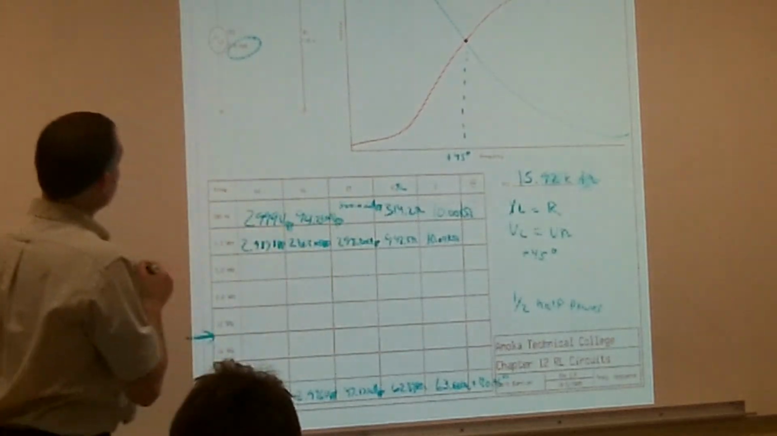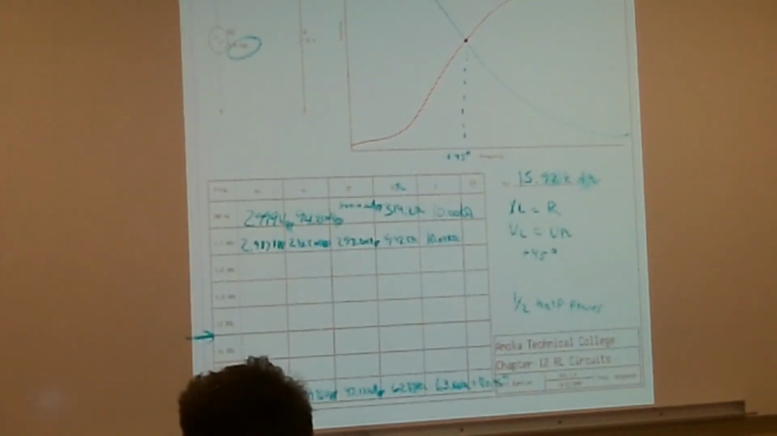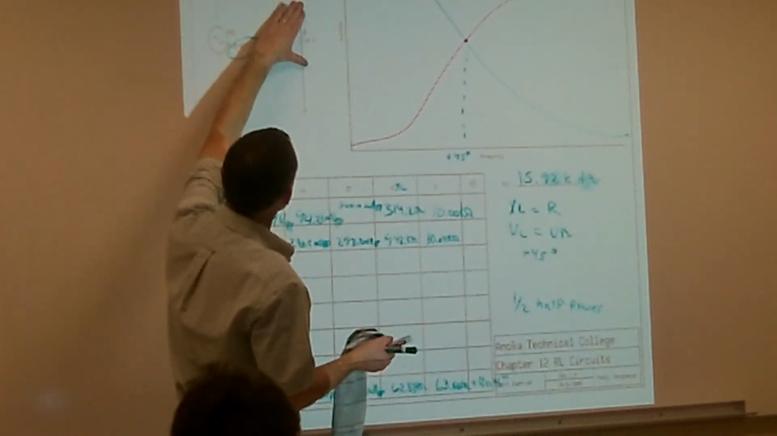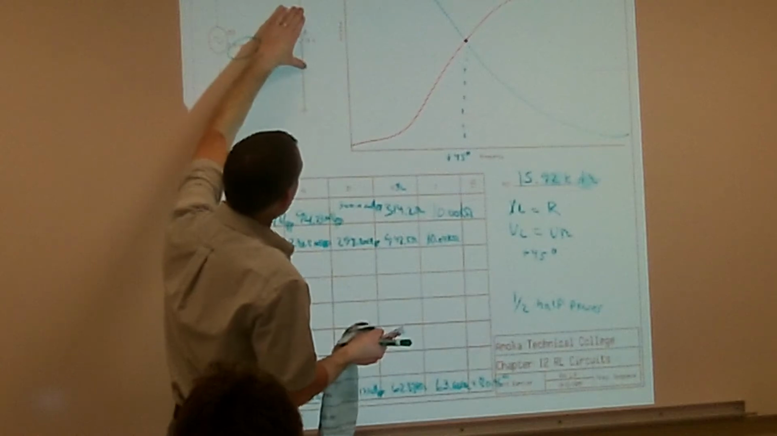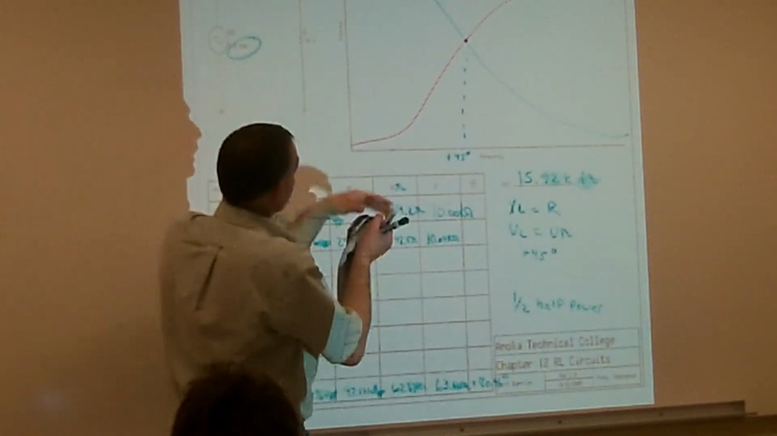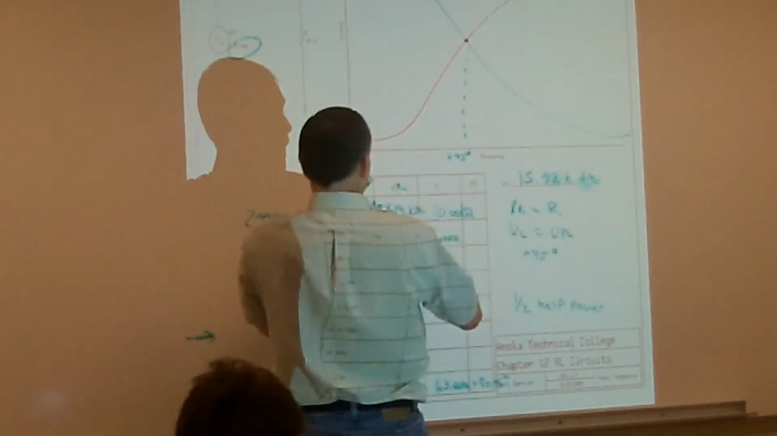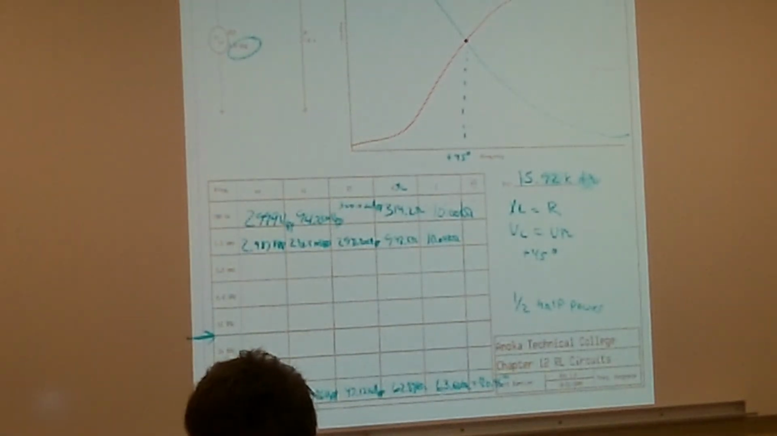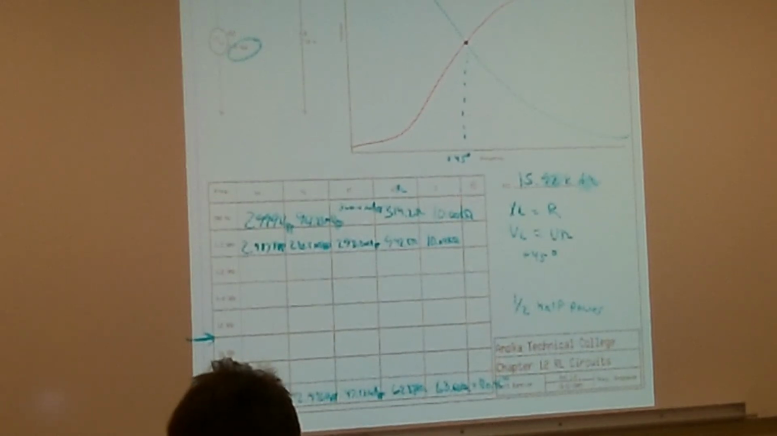If I'm measuring across my resistor, if I only want low frequencies to be allowed into my circuit, I'm going to go across the voltage of my resistor. And what's going to happen is, so if I have my the circuit here.